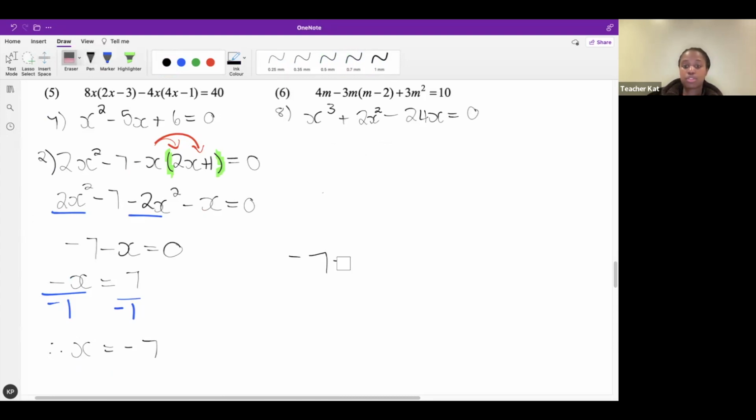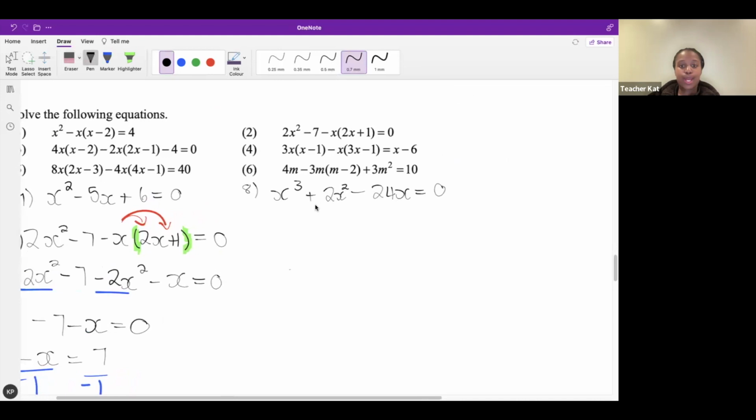So we could have just moved the x, because it said negative 7 minus x equals 0. Had we moved the x, we would just be left with negative 7 equals x. And that means the same thing. It doesn't matter which side the x is on. Negative 7 is equal to x. Beautiful.